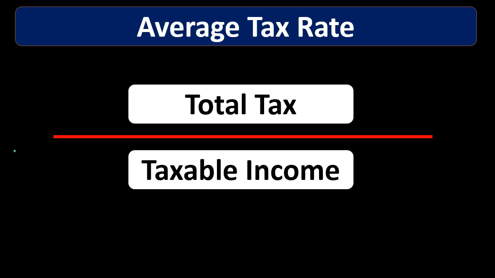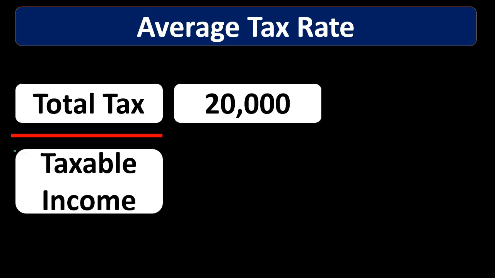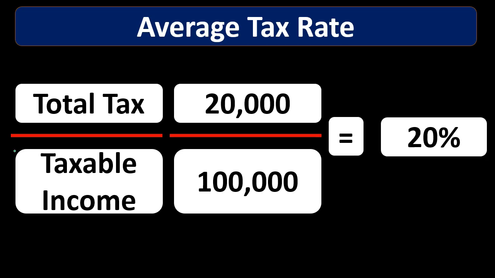Many software packages will give us the average tax rate as well. We want to understand what the average tax rate is so that we can use it properly. For example, if the total tax was $20,000, just to give a simple example, and the taxable income was $100,000, the average would be $20,000 over $100,000, or 20%. That would be the average tax.